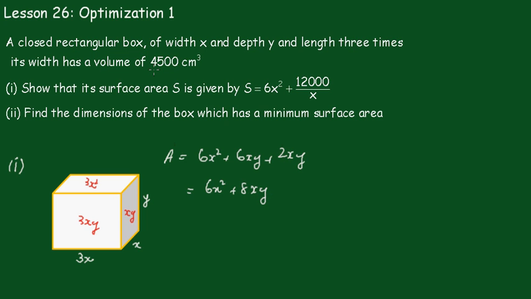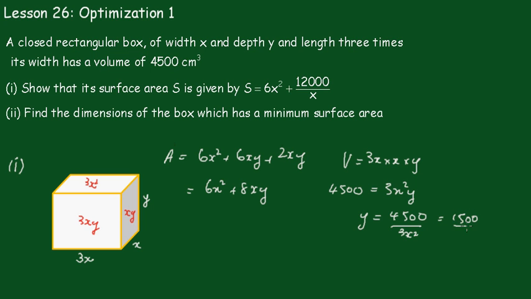But we're given the volume is 4,500 cubic centimeters. Now the volume of this, V, will be equal to 3x times x times y. That is, 4,500 will be equal to 3x squared y. This means that y will be equal to 4,500 divided by 3x squared.